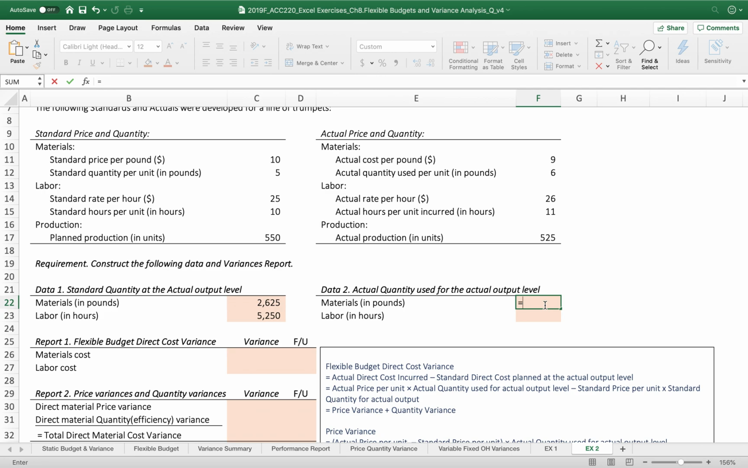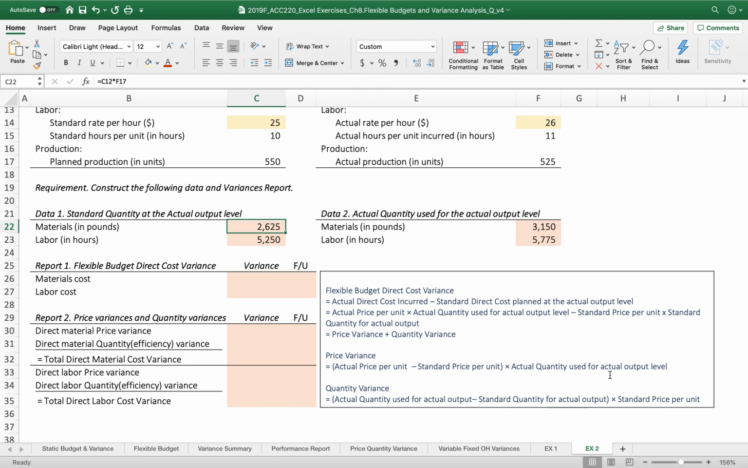So now, very easy, because we use 525 and we apply the standard quantity. But when you calculate the actual quantity, 525 times, now where is it? We are calculating the actual quantity, 6. And the same way, we are calculating actual quantity in labor. So 11 times this. Then we got it, because we are already given this number. Let me just highlight this number. And then we have the rate, and then we have these two outcomes.